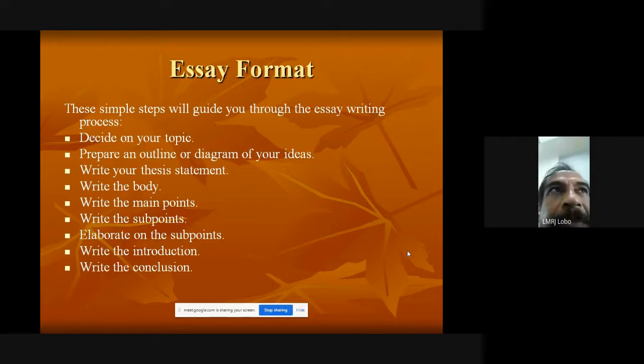Therefore, the essay format consists of deciding on your topic, preparing an outline or a diagram of your ideas, writing your thesis statement, which is the main statement, writing the body, writing the main points to be included in your essay, the sub-points of these main points, elaborating on the sub-points, then writing the introduction and writing the conclusion.